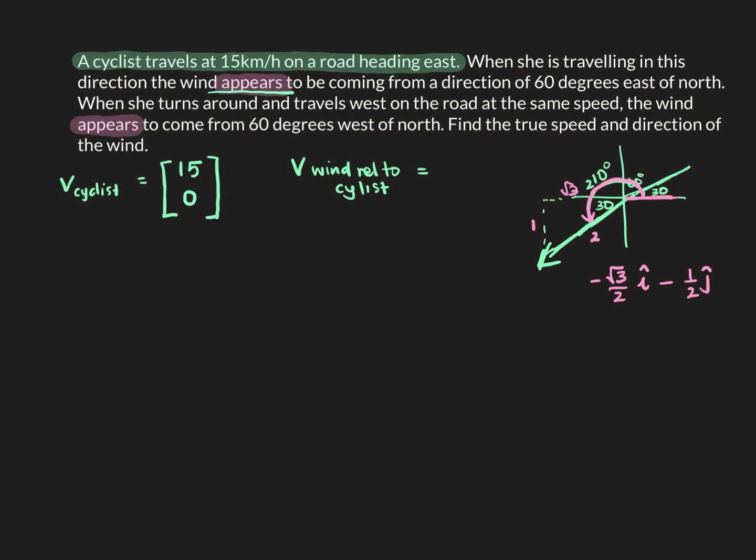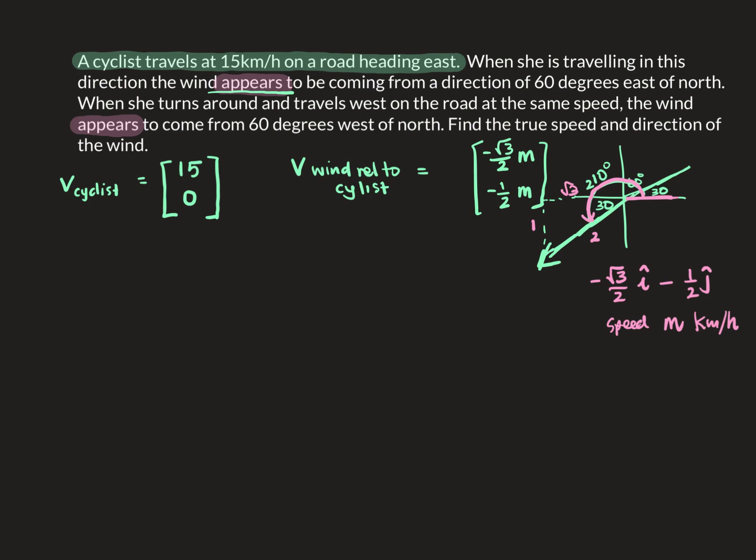So that's what that is, but we're not told how fast the wind is going. So I'm going to say that the speed of the wind is, let's just make up a letter, m kilometres per hour. So the velocity of the wind relative to the cyclist, I'm going to put my negative root 3 on 2 and my negative 1/2 there, and then multiply both of those by m. Okay, so that's what I've got in the first situation.